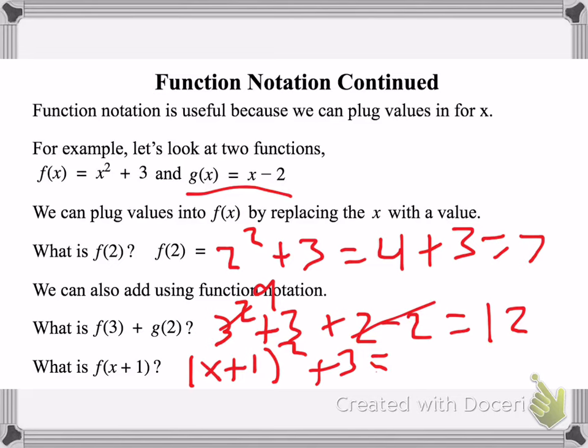So we need to square x plus 1 and then add 3. So if we actually expand that, we're going to have x squared plus 2x plus 1 plus 3. Now that x squared plus 2x plus 4 is going to be your output. So if we input x plus 1, we're plugging in x plus 1 for our x, we're squaring it, we're adding 3, and we're going to get x squared plus 2x plus 4.